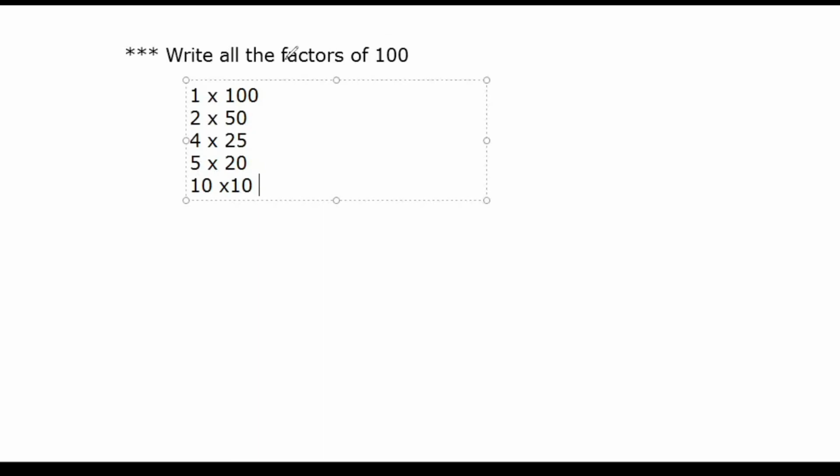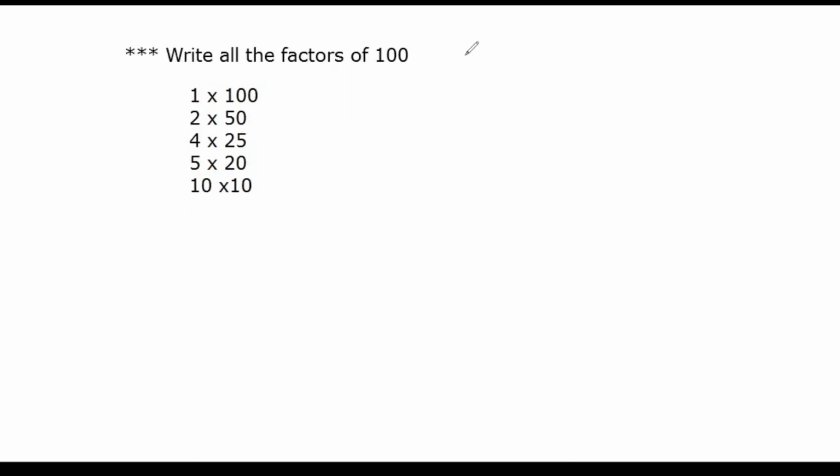Please look at here. Can you see? 1 times 100, 2 times 50, 4 times 25, 5 times 20, 10 times 10. Again, it is going backward. 20 times 5, 25 times 4, 50 times 2, 100 times 1. We have already written that one.